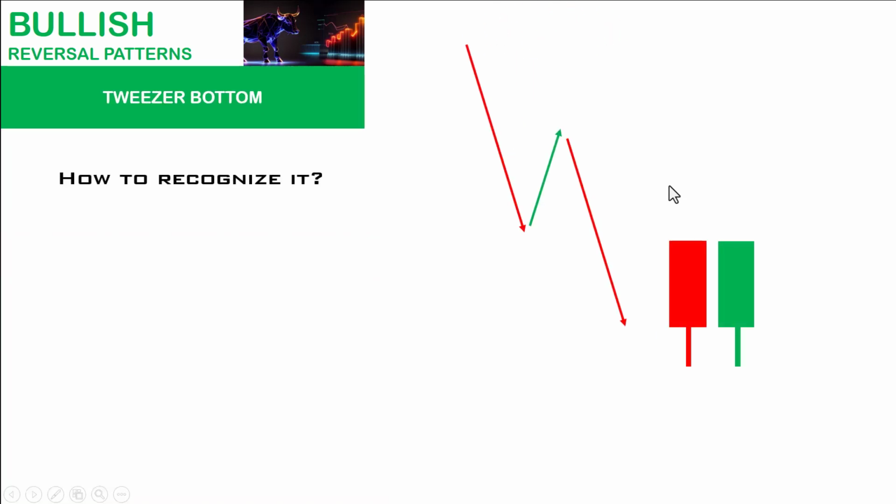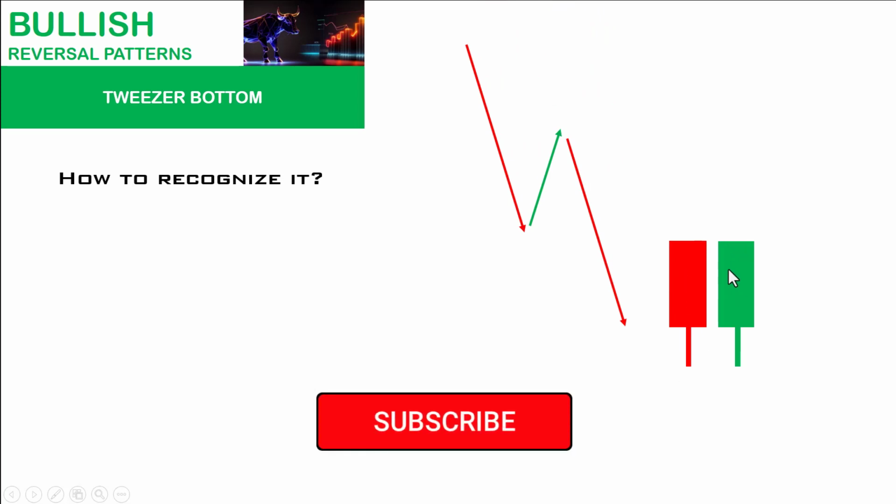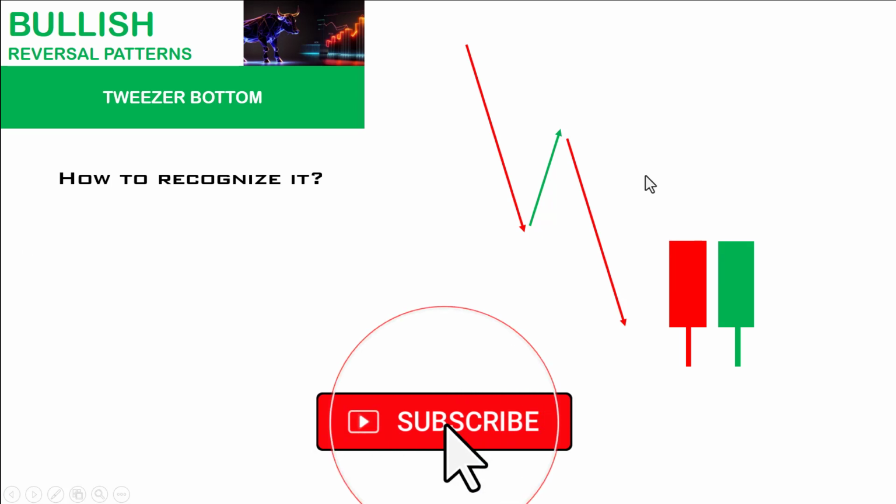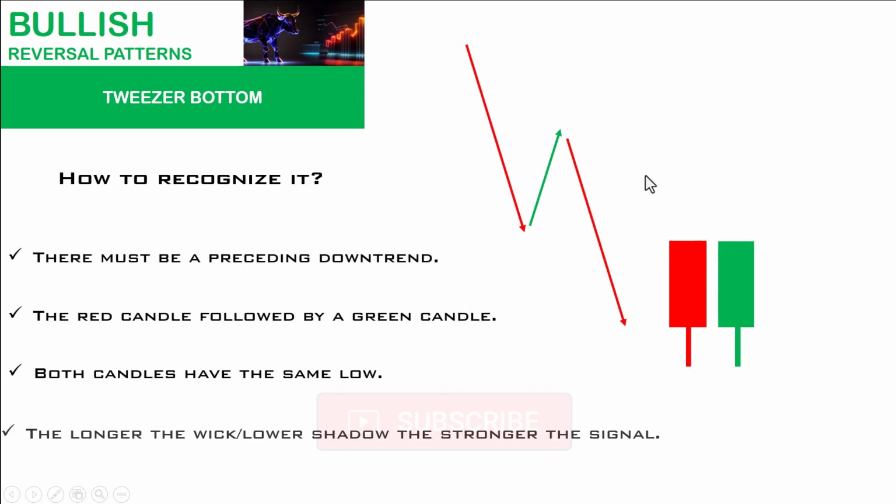So we have twister bottom. Twister bottom is not that common, and there are plenty of variations to it. Sometimes you will see one with the same wick, but it will not have the same body like this. So it's not that common, so I wouldn't want us to waste time trading it. But when you see it, just know that the reversal is coming. It has a red candle followed by a green candle. Both candles have the same low. The longer the wick, the lower shadow, the stronger the signal. So that is all about that.